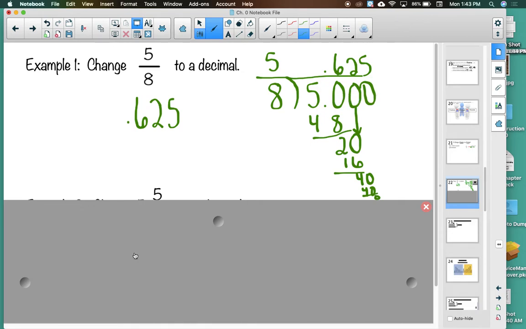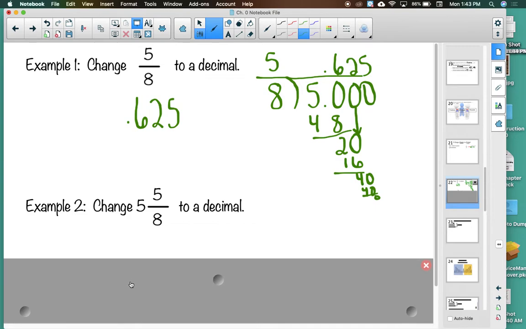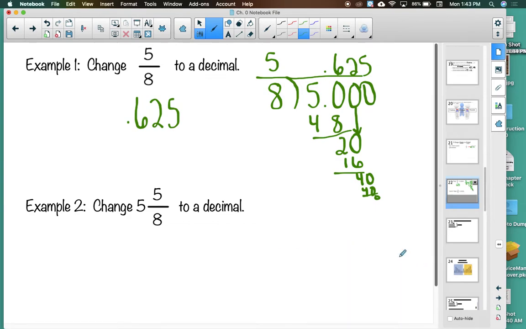All right. Now, the next example I have for you looks like it's going to be a whole other problem, but it really isn't. Now let's change 5 5/8 to a decimal. Well, don't let this become a hard problem for you. Here's the trick. 5 is the whole number, so 5 comes before the decimal. Now we already know that 5/8 is equal to 625 thousandths, so that comes after the decimal.